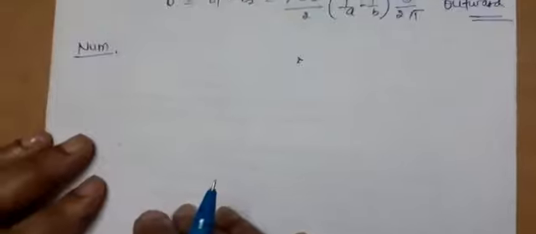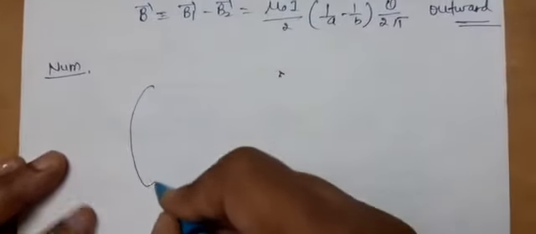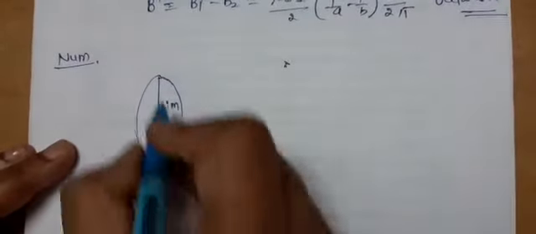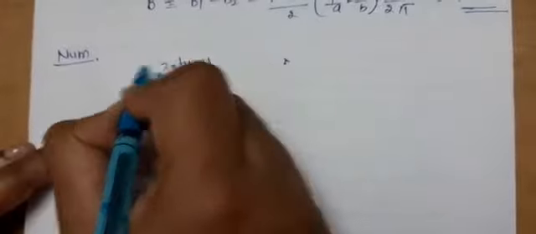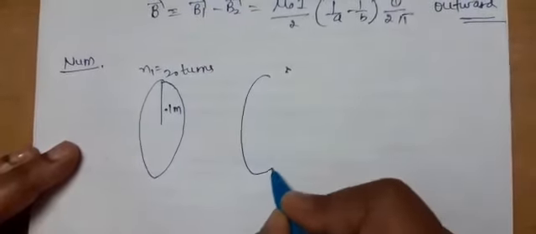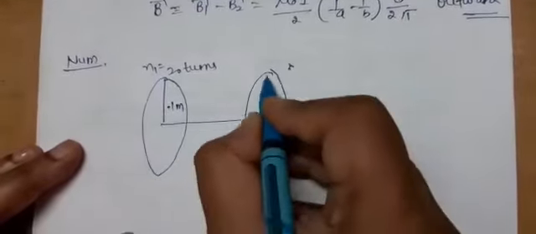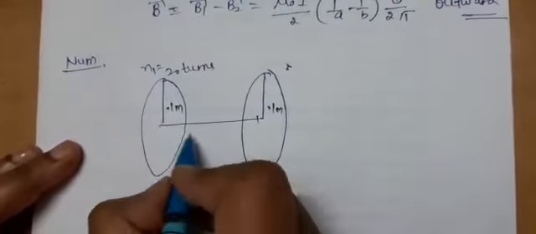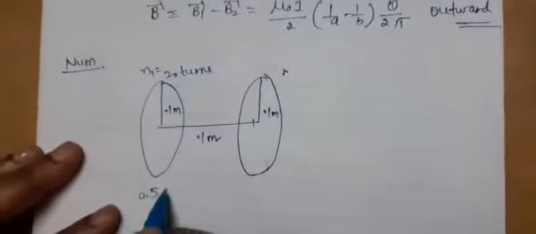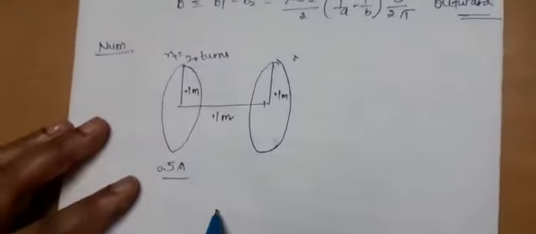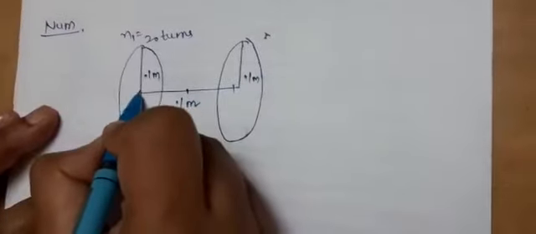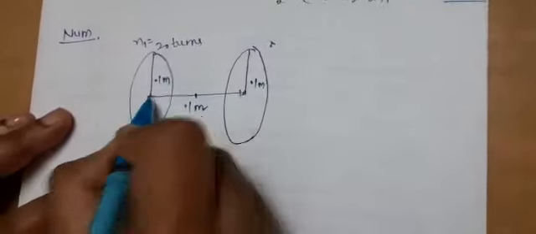So as per the statement, two identical circular coils of radii 0.1 meter each, having 20 turns each. They are mounted coaxially, having the same axis, radii same, and the separation distance is 0.1 meter, and a current of 0.5 ampere is flowing through it. Find the magnetic field at the center of each coil. This is what we have to calculate.